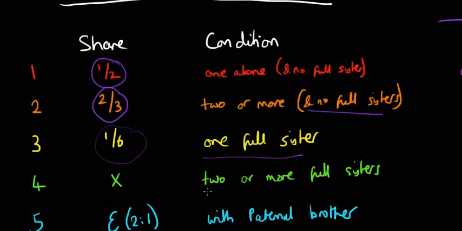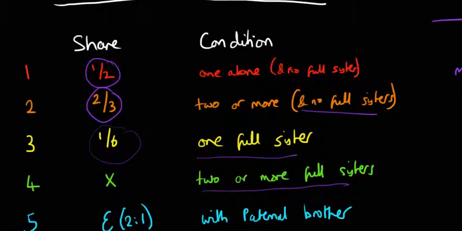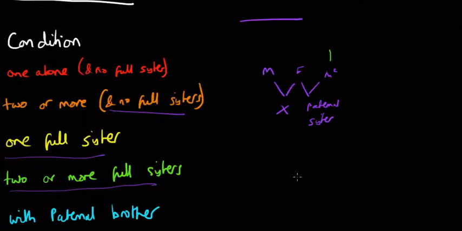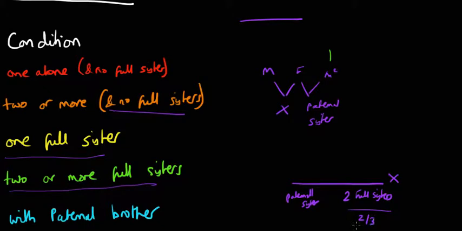And therefore, if there's two or more full sisters, they receive the full 2/3, and therefore the paternal sister receives nothing essentially. So if we draw that out again, deceased passes away, he has two or more full sisters, and he has a paternal sister, and he maybe has some other relatives, but let's just consider these two. The two or more full sisters get 2/3, and the paternal sister is deprived.